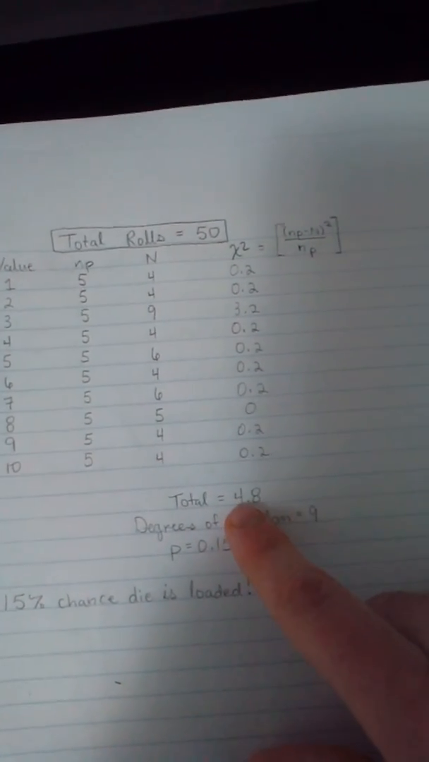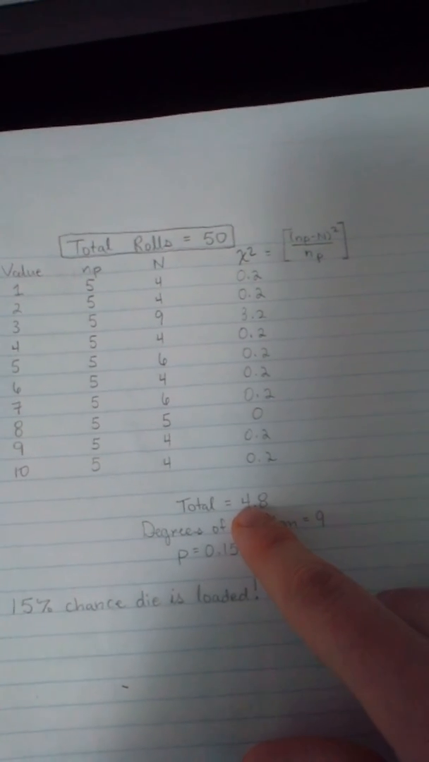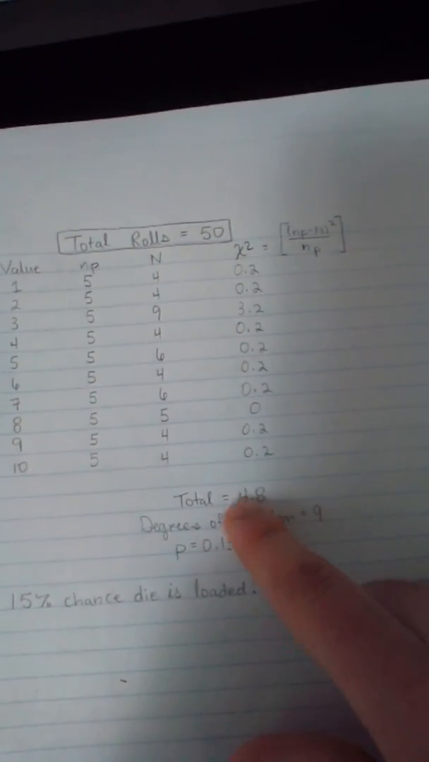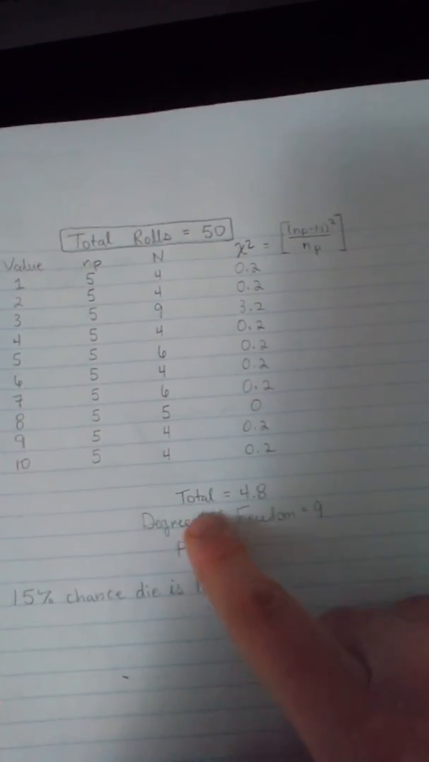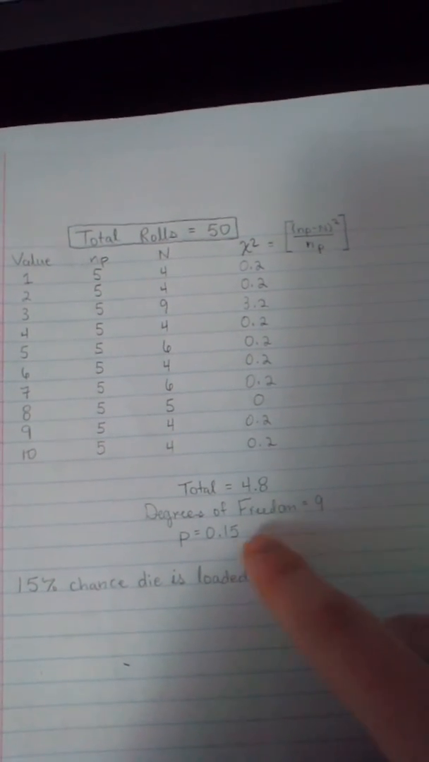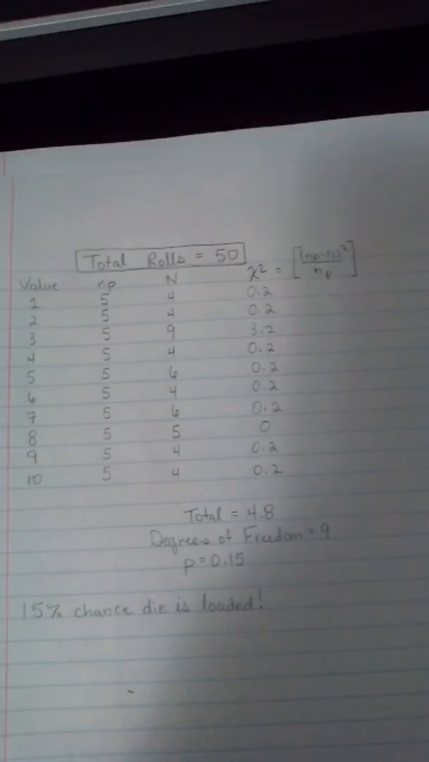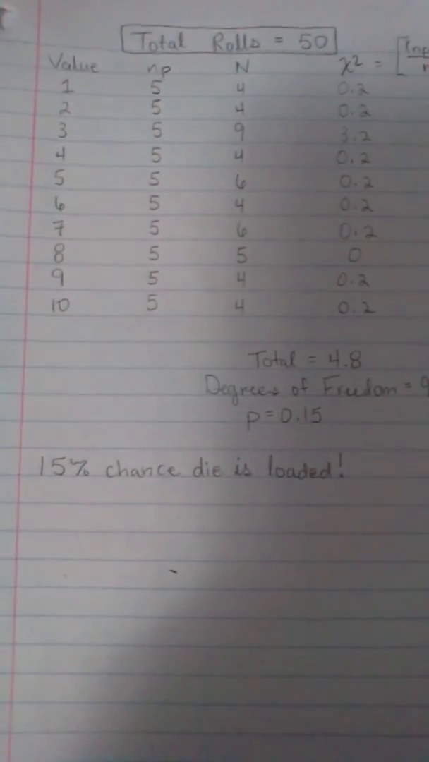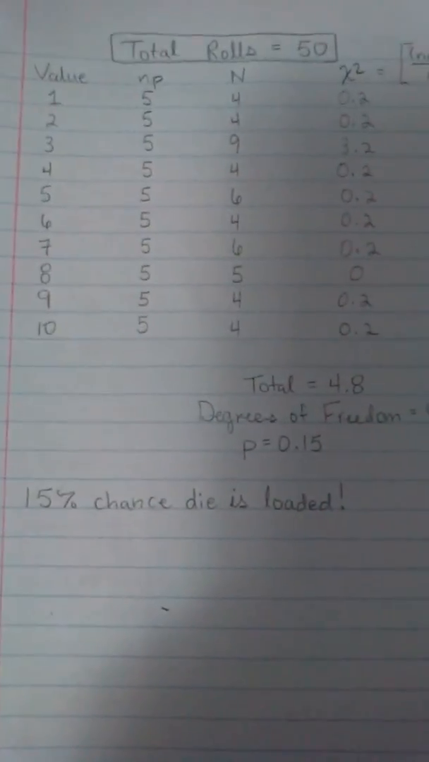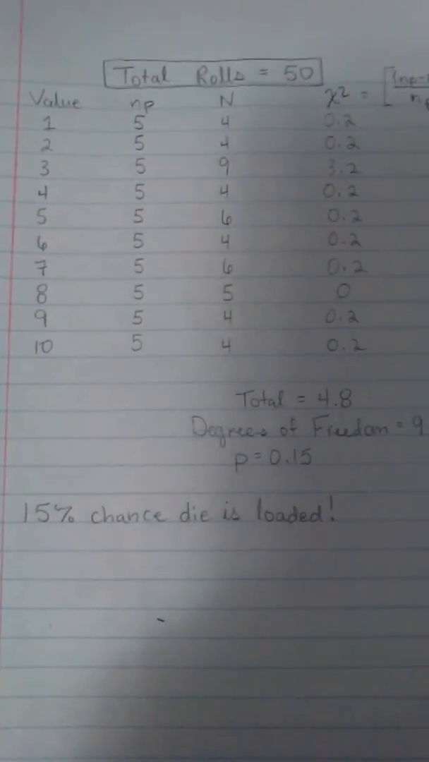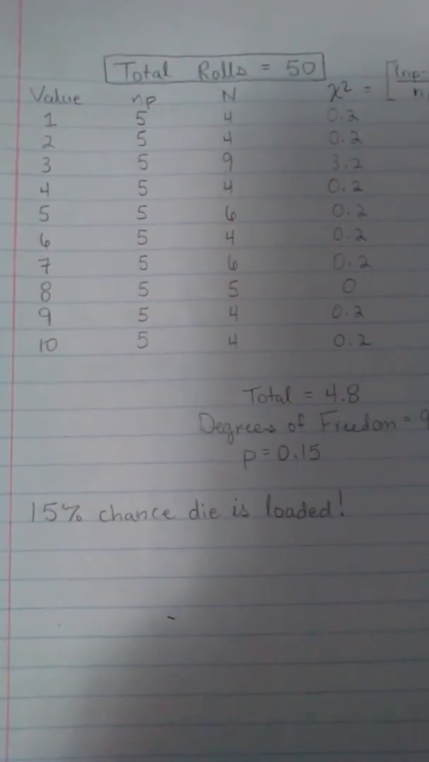And these are our chi-squared values. Total chi-squared value is 4.8 with 9 degrees of freedom. Gives us a p-value of 0.15, courtesy of StatTrek. And so that means that there is a 15% chance that this die is loaded. And that is my homework number 8 project.